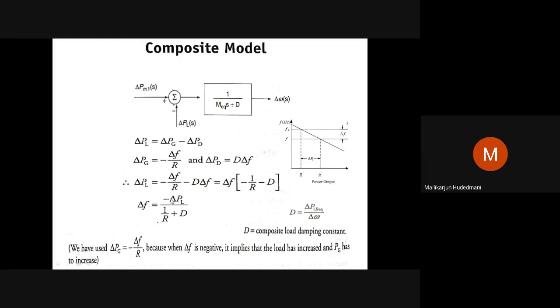What is that? Delta PL is nothing but the net change in demand divided by 1 by R, the droop nature of the generator governor going to respond, plus area stiffness. What is area stiffness? Change in load with respect to frequency. It's called the composite load constant. If the area is sensitive to the frequency, D appears here. If the area is not sensitive to the frequency, eliminate the D. What is this? Delta PL by 1 by R. R you can take in the numerator.